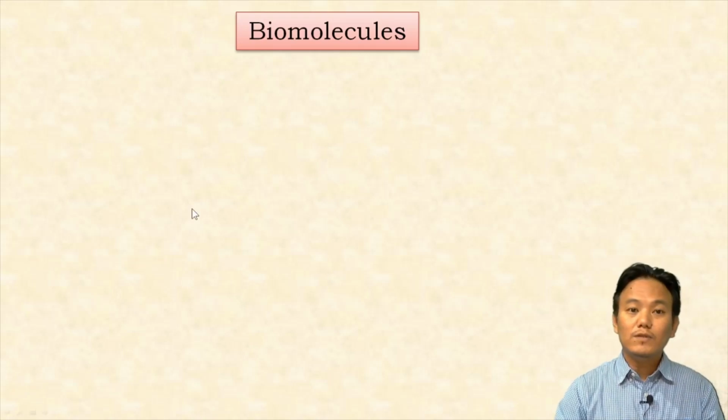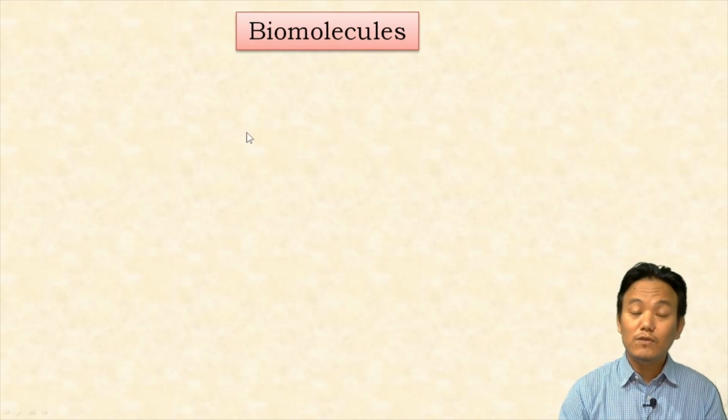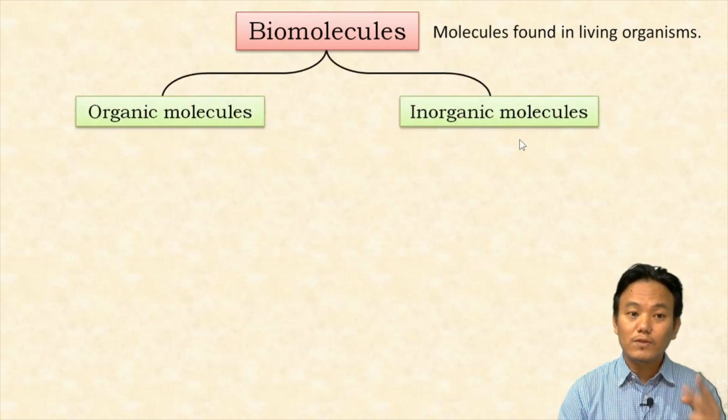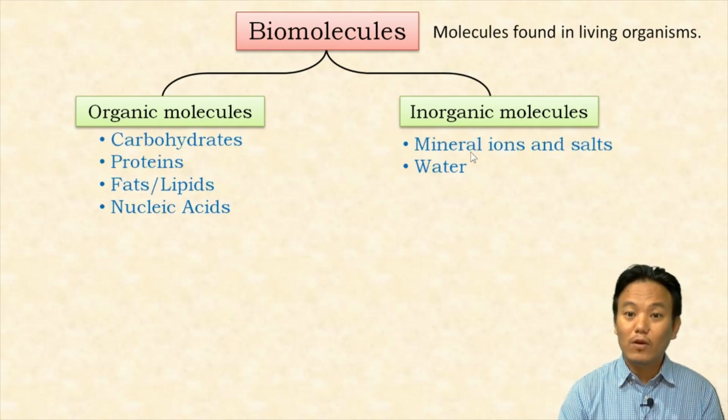Good morning, students. Yesterday we did the introduction part of our chapter on biomolecules, during which I told you that biomolecules are those molecules which are found in living organisms. I said that biomolecules are of two types: organic molecules and inorganic molecules. Organic molecules contain carbon atoms, whereas inorganic molecules contain fewer carbon atoms, or none at all. Inorganic molecules contain mineral ions, salts and water, whereas organic molecules are composed of carbohydrates, proteins, fats and lipids, and nucleic acids.